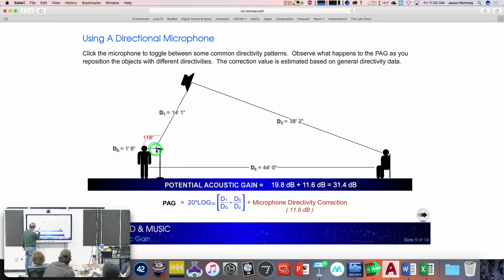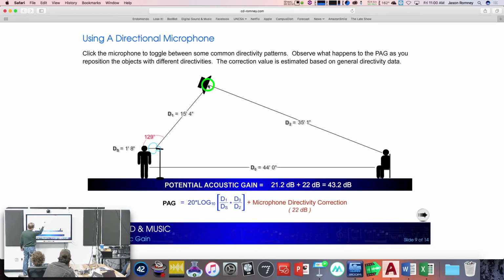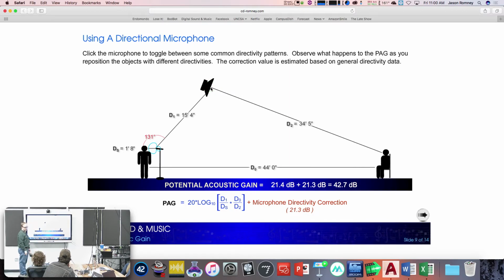I can even go to a slightly different one. There's a hypercardioid. I'm getting 24 dB of extra gain. If I even move it and can position this somehow right in that node, I can get a lot of gain. Right now I'm at 42. So directivity of the microphone can improve this situation.